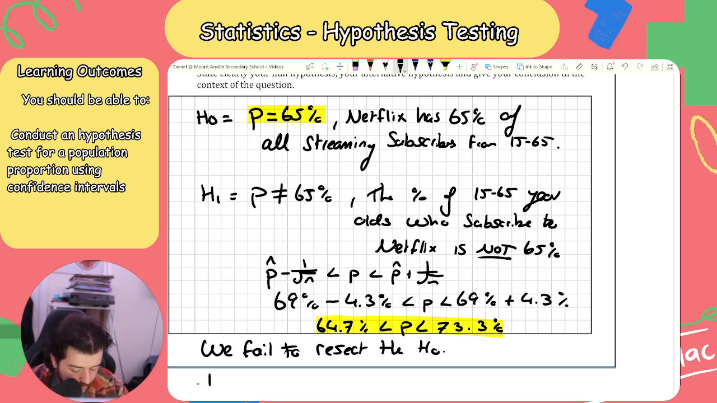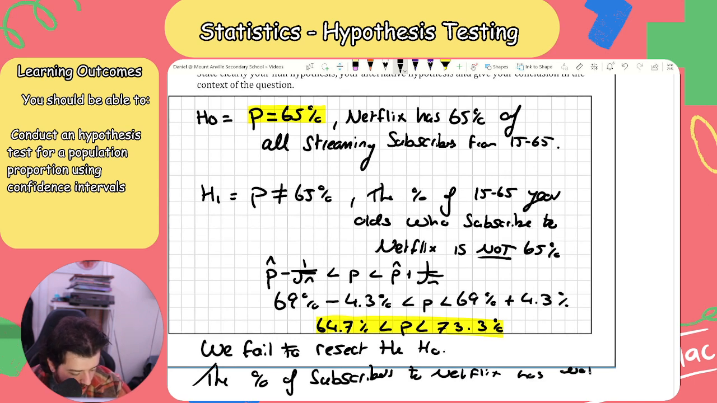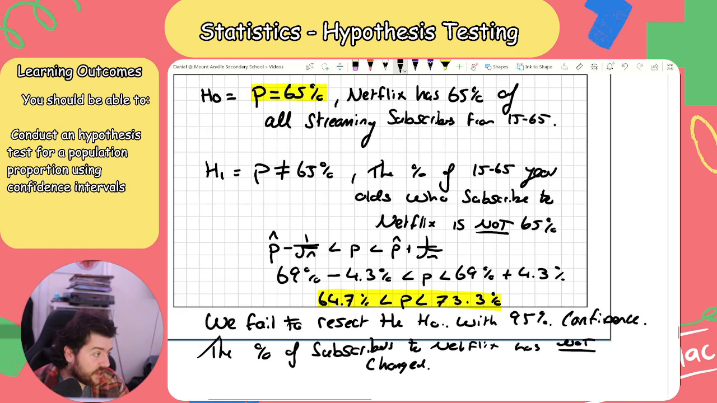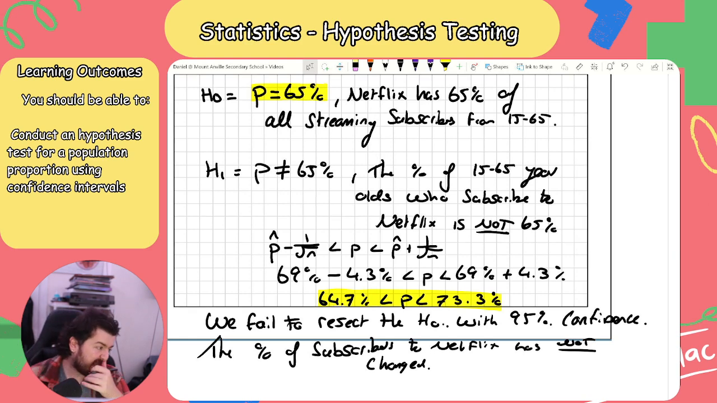So, there is insufficient evidence to believe that the percentage of subscribers to Netflix has changed. So, with 95% confidence, the percentage of subscribers to Netflix has not changed. Sorry, my writing's a bit messy, but deal with it.